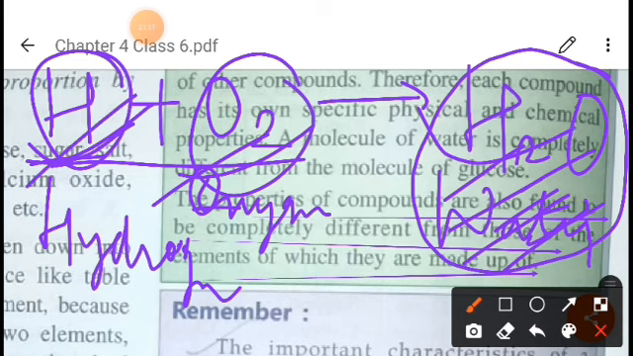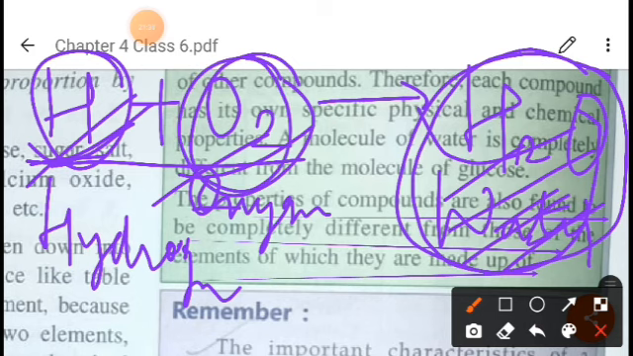Just like, I will give you one example. Whenever there is a fire, we use water to put off the fire, right? But without the help of oxygen, fire will not occur. So you can see the difference, right? So we can say that the properties of the compounds are also found to be completely different from those of the elements from which they are made, right?